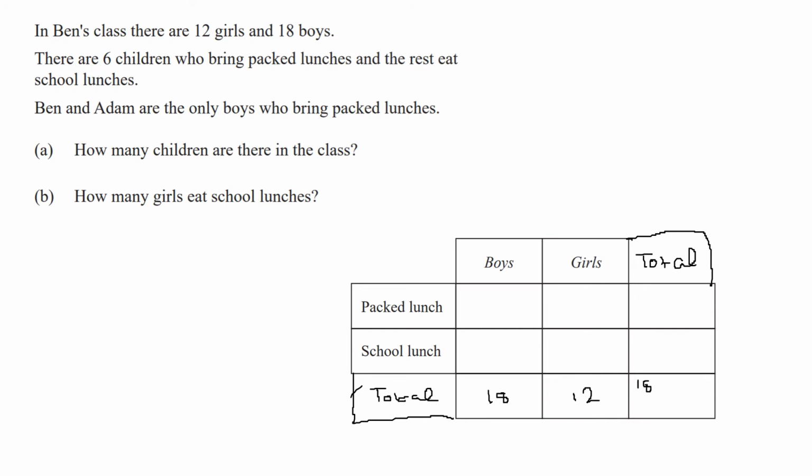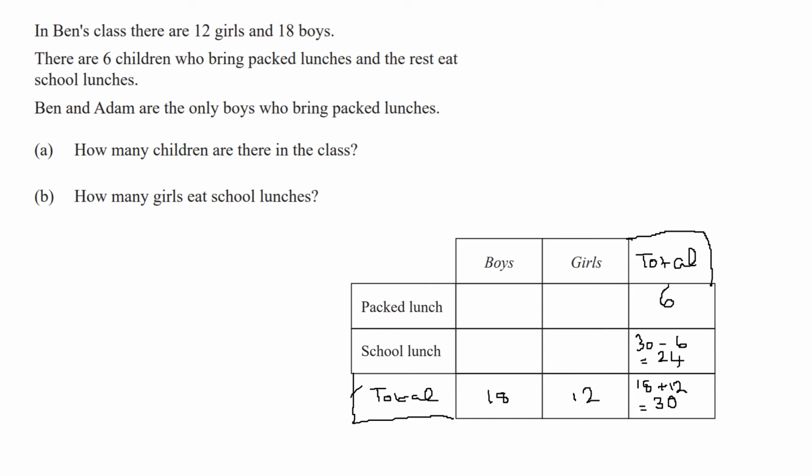So altogether we're going to have 18 plus 12 equals 30 children in Ben's class. There are 6 children who bring packed lunches and the rest eat school lunches. So 6 children bring a packed lunch. There are 30 children altogether. So I can work out how many have a school lunch by subtracting the 6 who have a packed lunch from the 30 in the class altogether. That's going to leave me with 24.